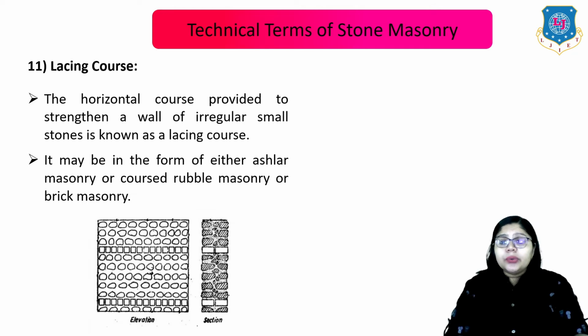Next is the lacing course. The horizontal course provided to strengthen a wall of irregular small stones is known as the lacing course. It may be in the form of either ashlar masonry, coarse rubble masonry, or brick masonry, as shown in this figure.